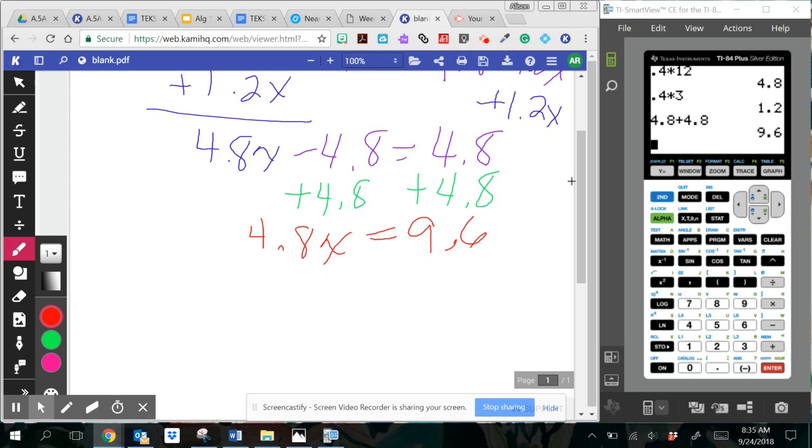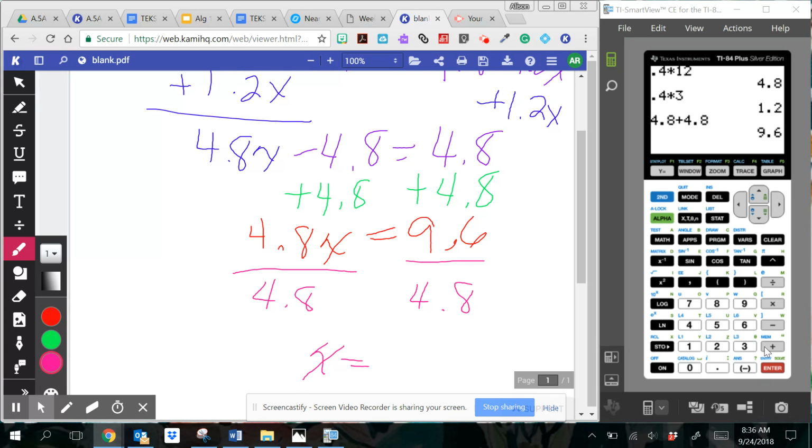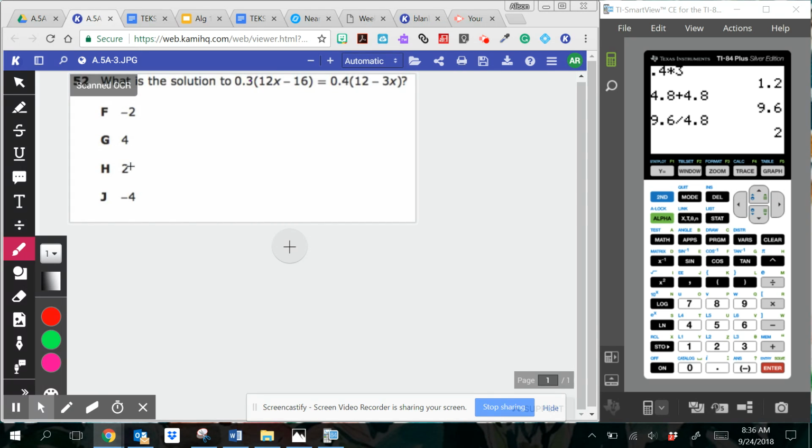My last step here is to divide. 4.8 times x is the way that this is written. That's what this means. So the inverse of multiplication is division. So I'm going to divide by 4.8 on both sides. I'm going to get that x equals 9.6 divided by 4.8, which equals 2, which makes perfect sense because I did 4.8 plus 4.8 to get 9.6. So my answer is 2. When you go back to your answer choices, we should have chosen H here. So that's what we should have chosen there.